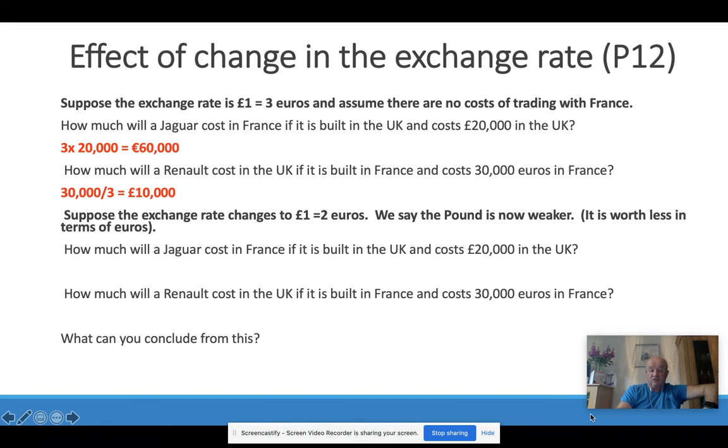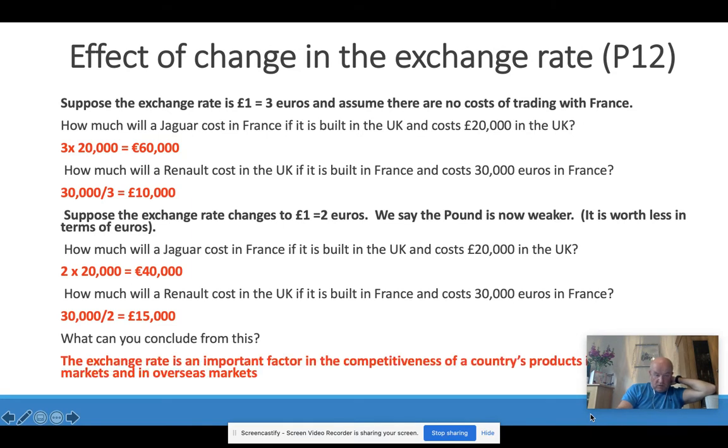Next one then, let's look at this change. If we've got the Jaguar being built in the UK and costing £20,000 in the UK, with this change in the level of the exchange rate, we've now got a significant change. It costs €40,000 now, as opposed to €60,000. And in this instance again, we've got a change: what would the Renault cost in the UK if it was built in France at €30,000? It's gone up significantly in this instance to £15,000.